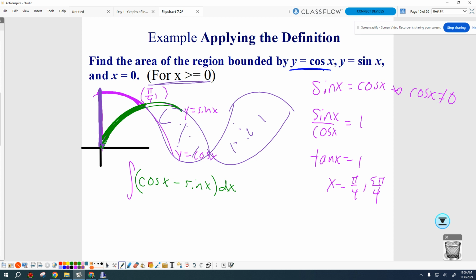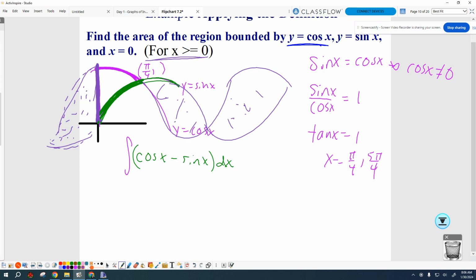And finally, after 15 years of having to say it, I put it on the paper. If I don't say x has to be greater than 0, technically that space also touches a cosine, sine, and x equals 0. But I said I wanted the positive region.